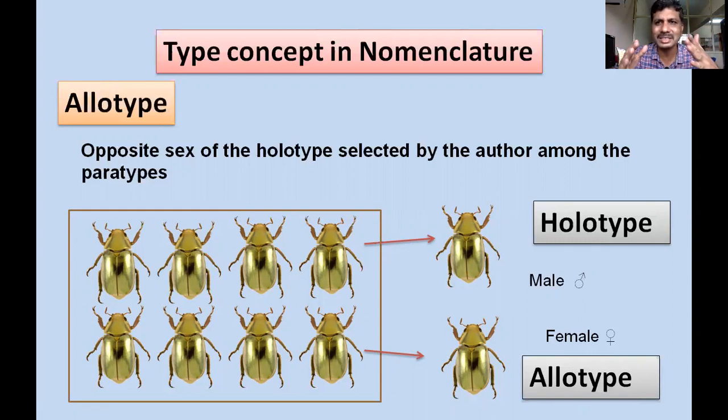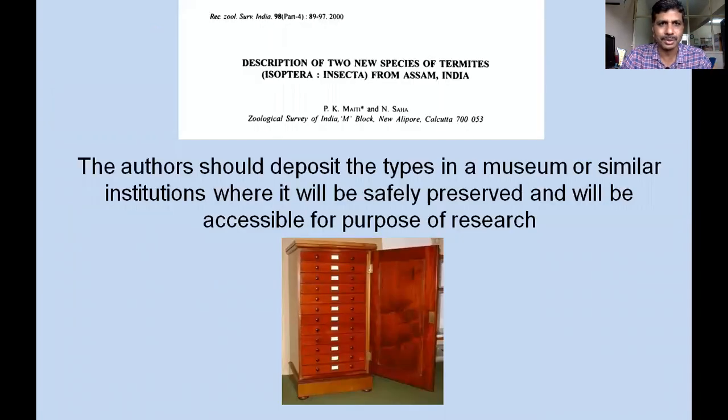At this juncture, these 3 types, holotype, allotype, and paratypes, are enough to be understood. Any describer actually publishes in a journal like this: "Description of 2 new species of termites from Assam, India." He has to publish in a scientific journal, and those specimens have to be preserved properly in a recognized museum or institution, so that they are available for examination by anybody. If anybody asks, "I want to see that specimen," it should be available for further research and examination. That is the idea behind the type concept in nomenclature.